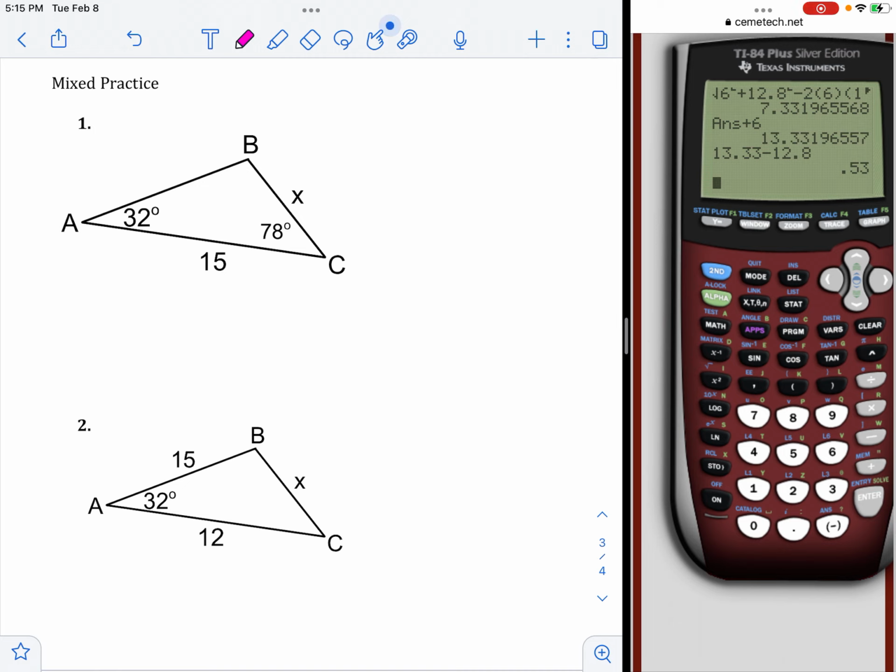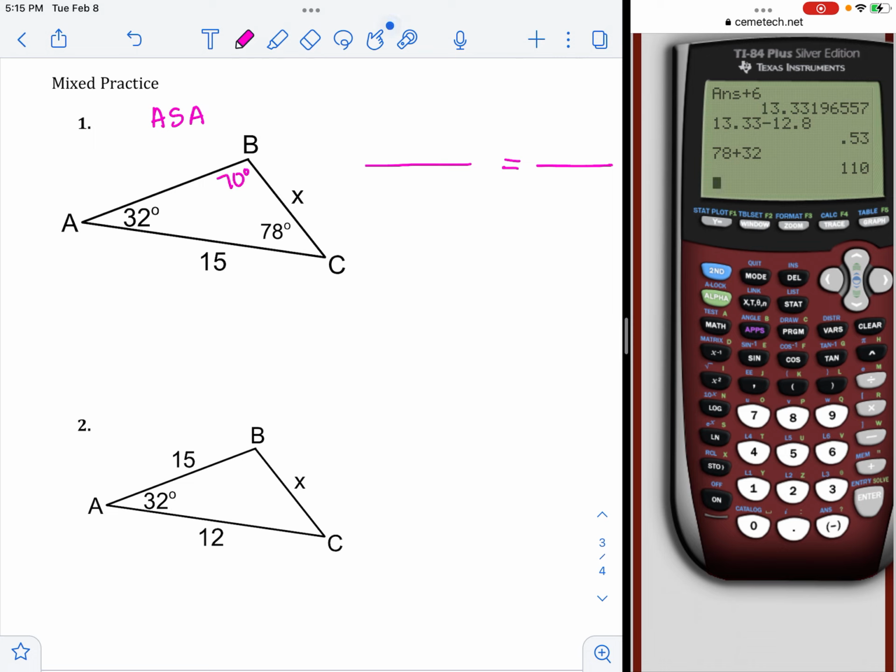First, I'm going to look for what I'm given. So this is not a right triangle. I have to use law of sines or law of cosines. Angle, side, angle. It's not SAS. It's not SSS. So I'm using law of sines. So I'm going to set up my proportion. Once again, I always like to look to see if there's a missing angle for law of sines, and there is one, so I'm going to fill it in. 78 plus 32 is 110. 180 minus 110 is 70 degrees.